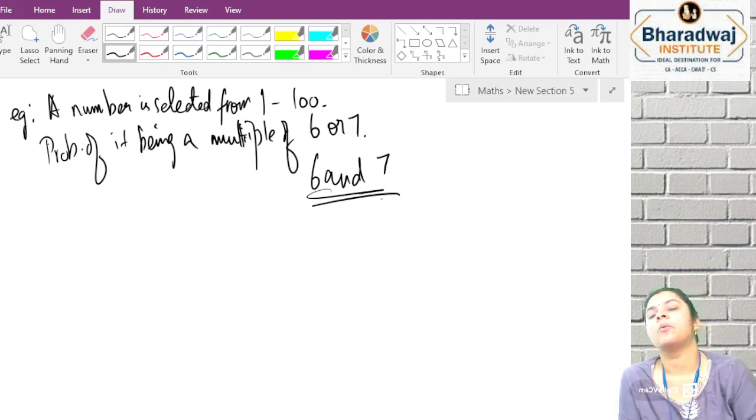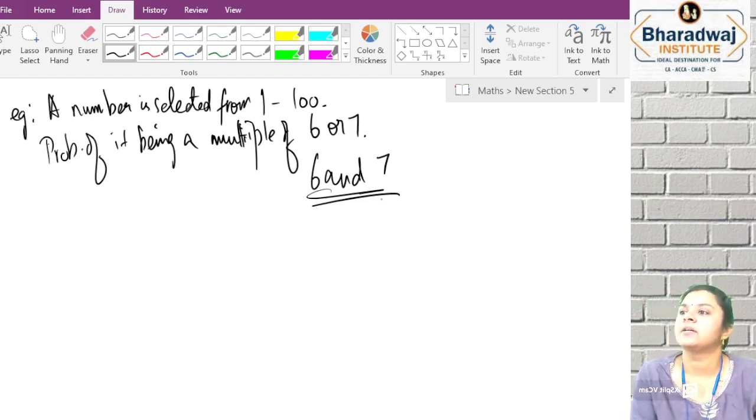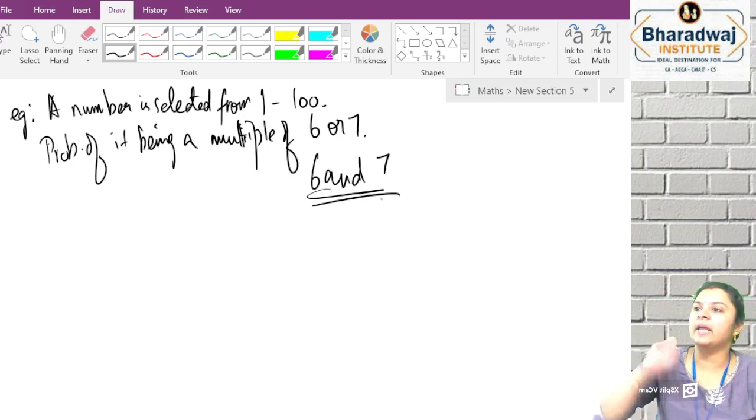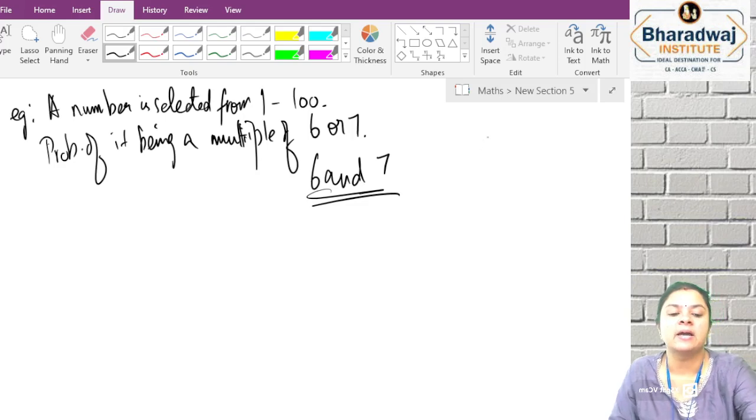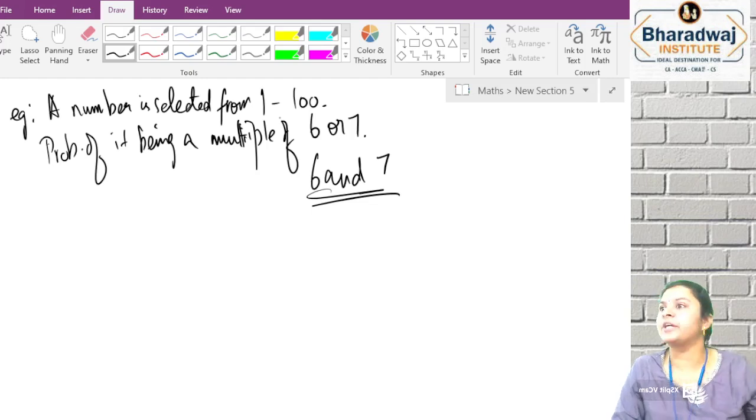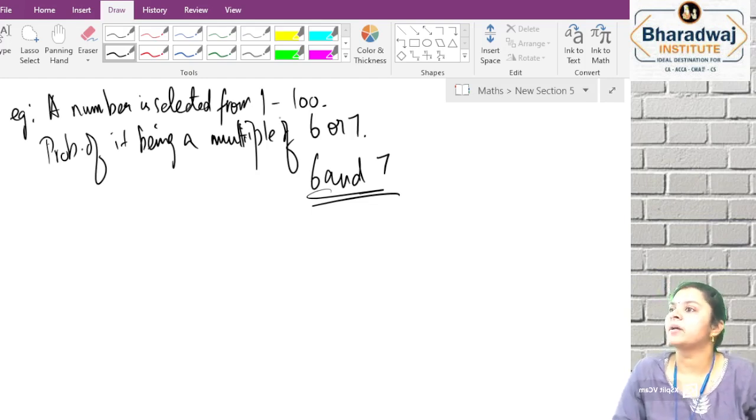So what are the numbers which are going to be multiples of 6 and 7? Start with the least number that can be a multiple of 6 and 7. 42. 42 is the least number which can be the multiple of 6 and 7. So what you can do very simply is, how many numbers are divisible by 42, you can check in the table.